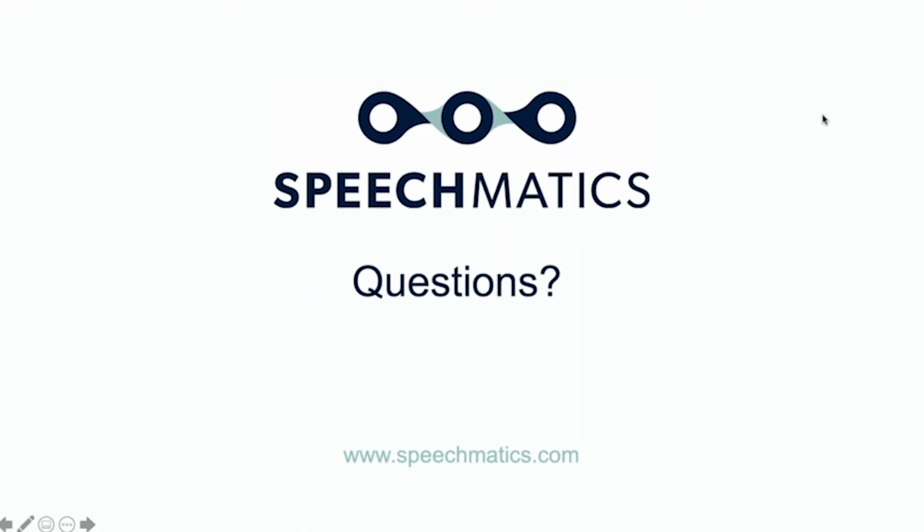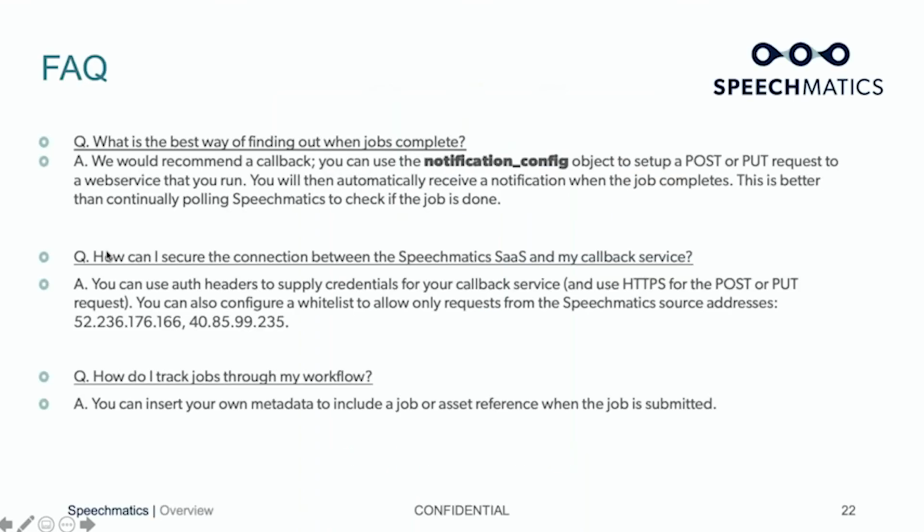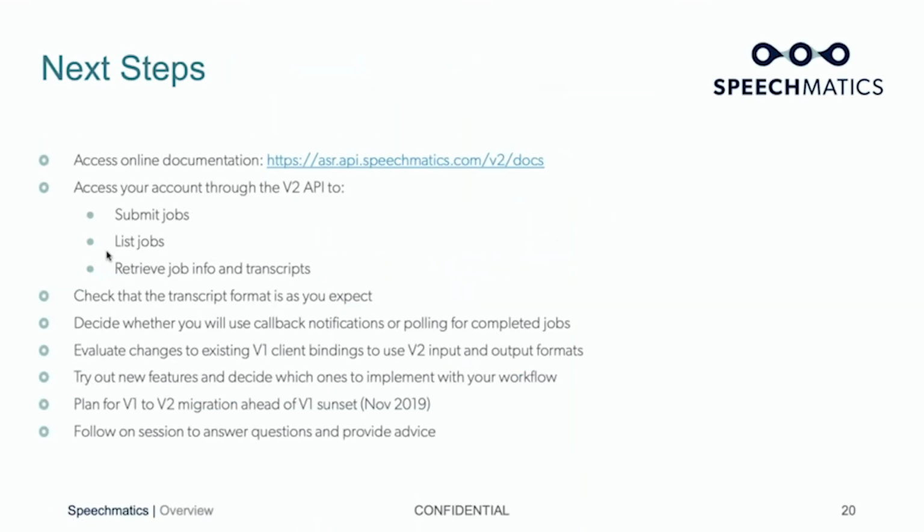There's a question about documentation. If I just skip back to the next steps slide, slide 22, you can access the documentation through this link at the top: asr.api.speechmatics.com/v2/docs. That includes comprehensive documentation about the API and also provides some examples of how to use it and some recommendations when you're moving from V1 to V2 about how to do that.